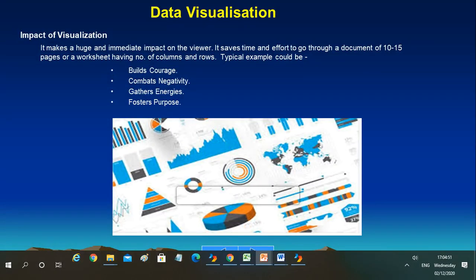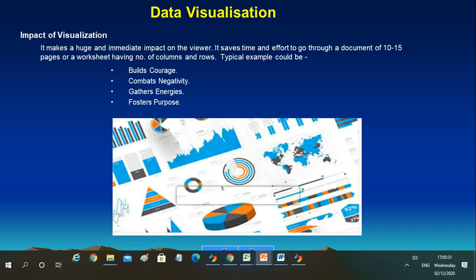The impact of visualization is that it makes a huge and immediate impact on the viewer. It saves time and effort going through a document. It is difficult to go through a document of 10-15 pages. But if the same document is transformed into a graph or a chart, you can easily visualize and understand it. That is the purpose of visualization. It may be a worksheet having a number of columns or rows, it may be a document, it may be anything of that sort which is quite voluminous and difficult to understand. But with the help of charts or graphs, it becomes very easy.